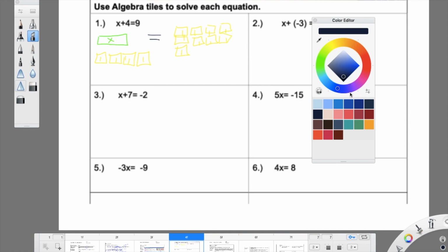So what I need to do is look at these tiles because I want to get this X by itself. So I need to move these 4 tiles to the other side of the equation. In order to do that, I need to do the opposite. So for each positive, I need a -1, so that they cancel out on this side. So I can see I have -1, -1, -1, -1. So these are all going to cancel.